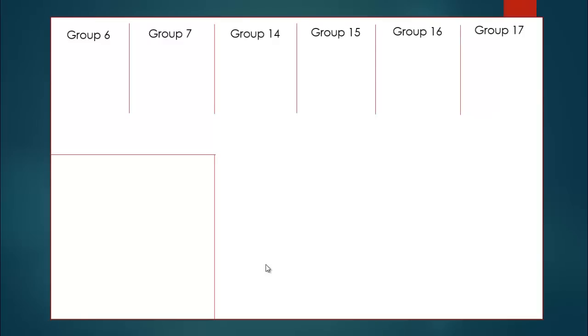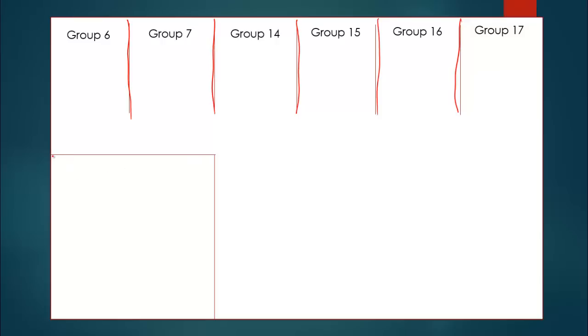On a blank sheet of paper, I'd like you to turn it into landscape mode like so, and you'll need to divide the top part here into 6 equal parts. Draw a line to separate it in half, then cut that part into thirds like so, second side as well, and you can call these group 6, group 7, group 14, group 15, group 16, group 17.